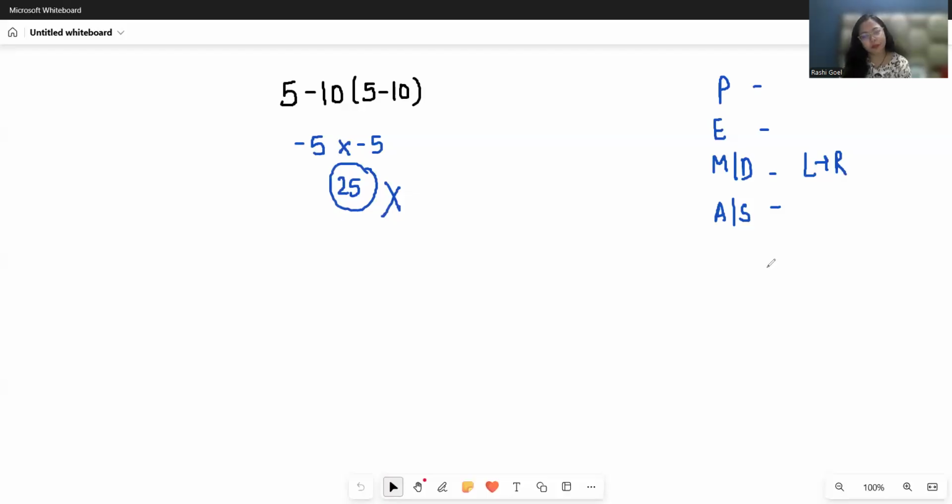Similarly, addition and subtraction have the same priority. Just solve it from left to right. So rewrite the expression and check whether the answer is 25 or anything else.